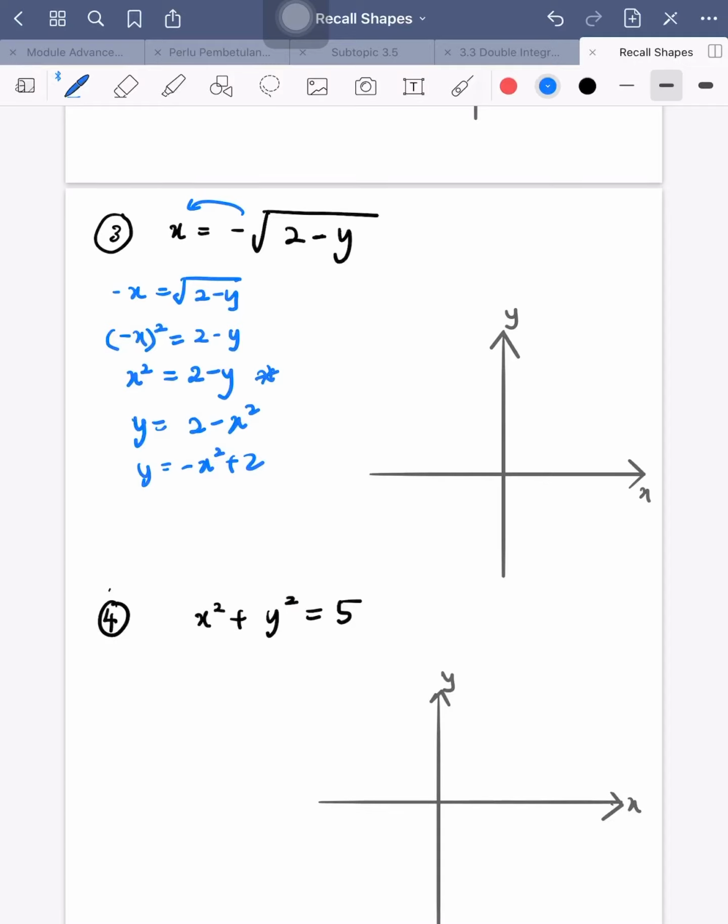Okay, let's sketch. Find the x-intercept first. The x-intercept is y equals 0. So negative x squared plus 2 equals 0, x squared equals 2, x equals plus minus square root of 2. And another one is the y-intercept. The y-intercept is x equals 0. So when x equals 0, y equals 2. So I sketch here 2. At the x-axis, plus minus square root of 2, and at the y-axis, 2.